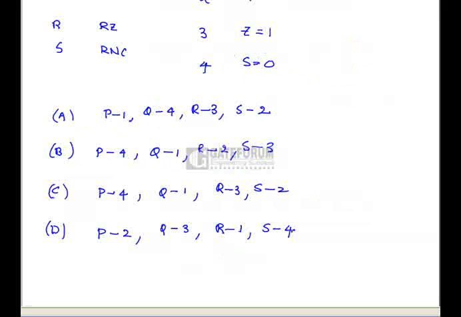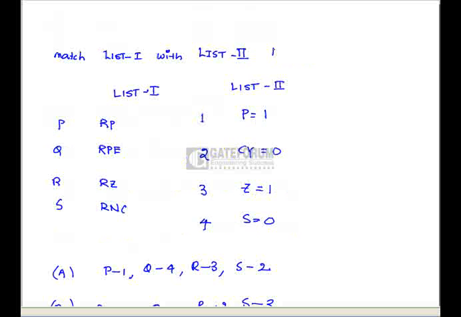The question is, match list 1 with list 2, referring to the 8085 microprocessor. In list 1, RP means return on positive, RPE means return on even parity, RZ means return on zero, and RNC means return on no carry. Here P means parity, CY means carry, Z means zero, S means sign. List 2 indicates the flag conditions, whereas list 1 are the instructions.